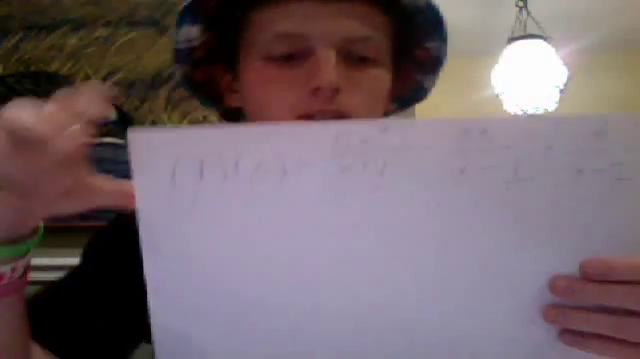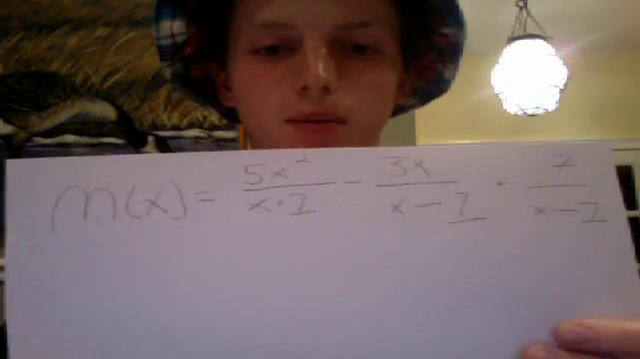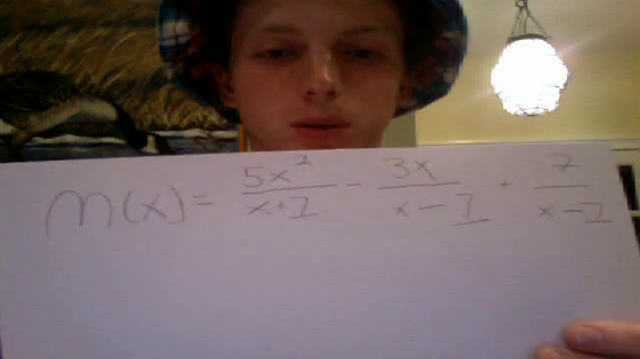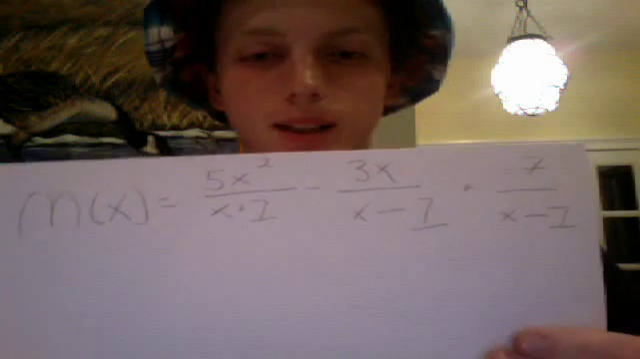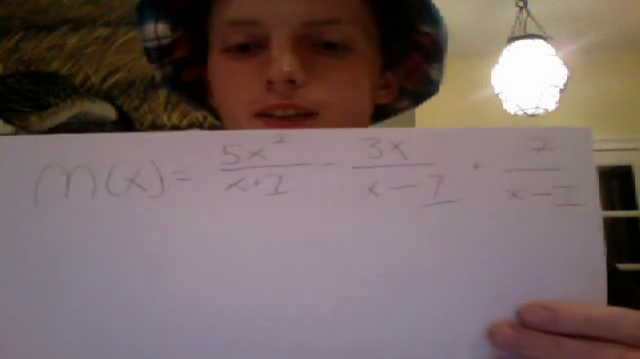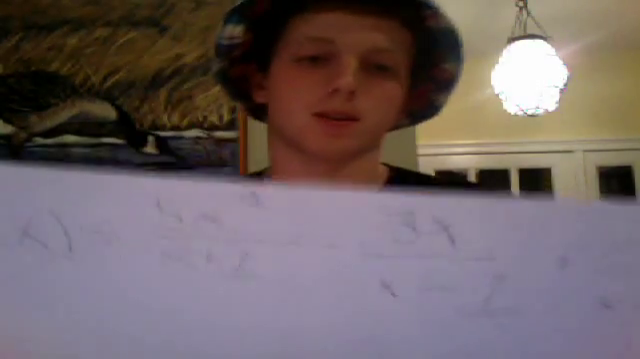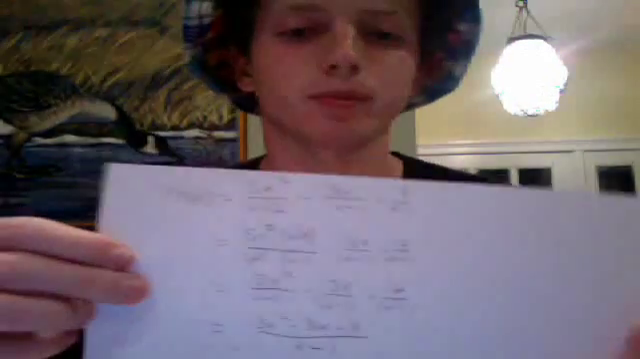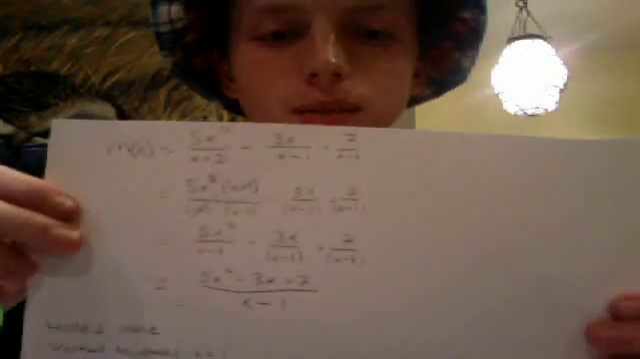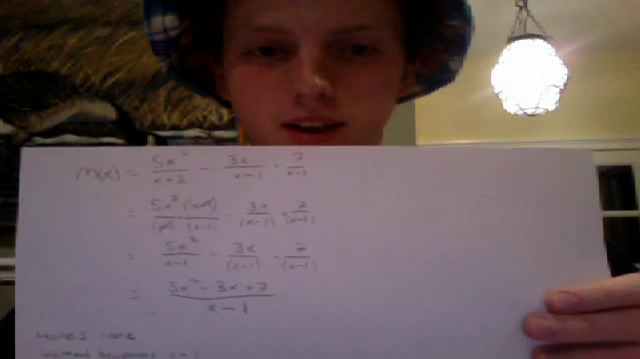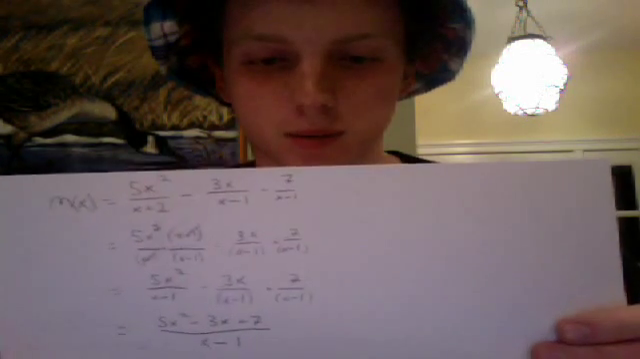My equation for the YouTube video project was m of x equals 5x squared divided by x plus 1 minus 3x divided by x minus 1 plus 7 divided by x minus 1. And so to solve this problem, you would first multiply 5x squared divided by x plus 1 by x plus 1 over x minus 1.